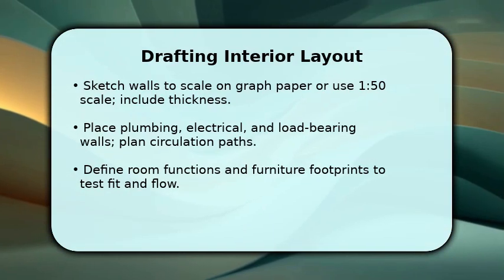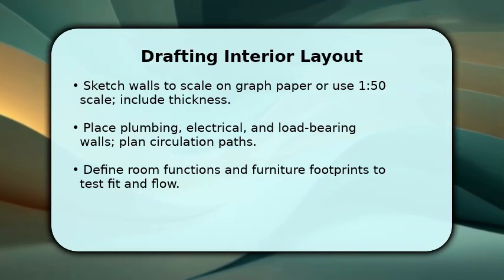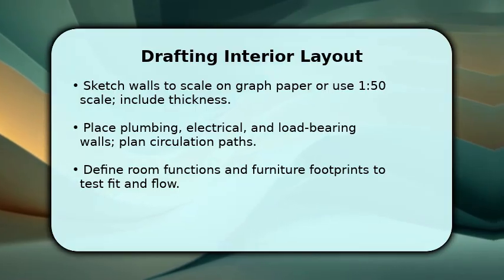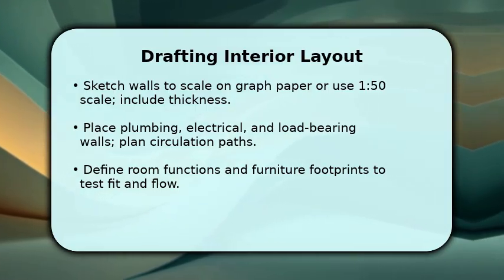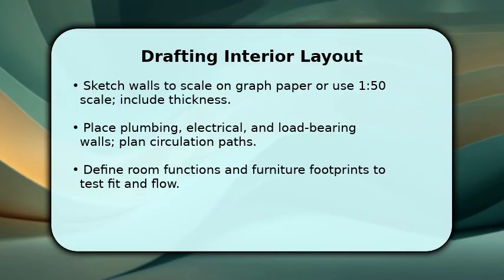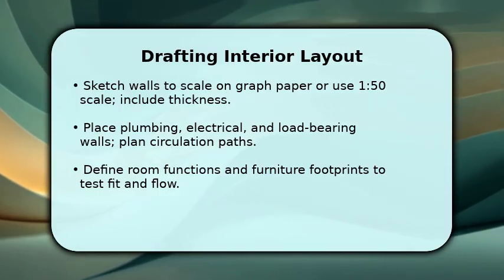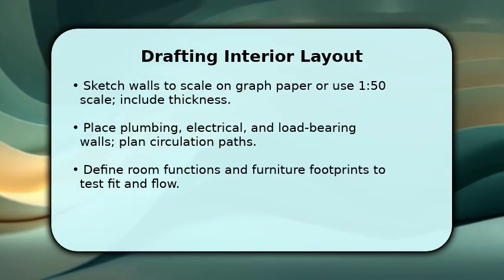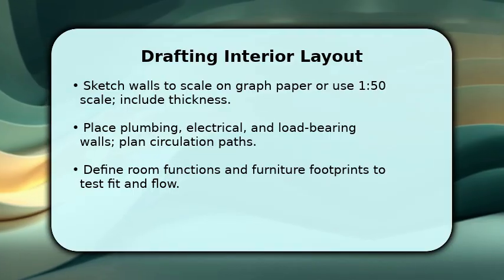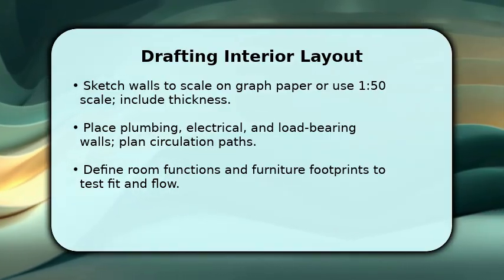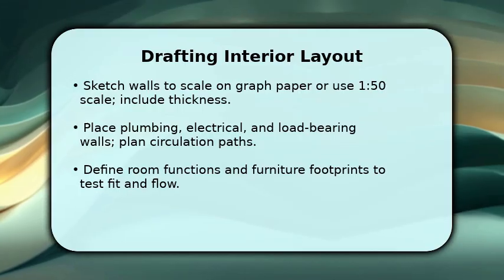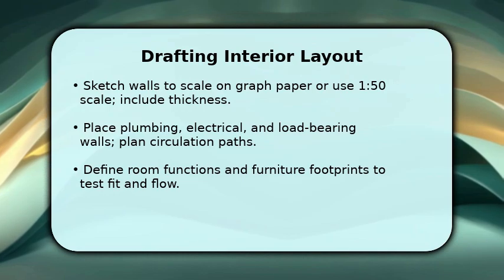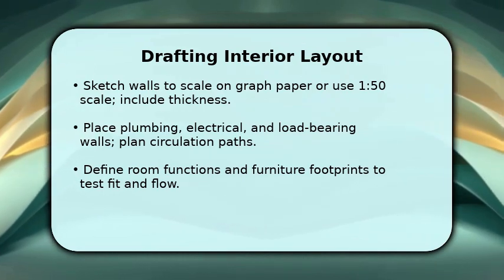You now convert measurements into a scaled drawing. Use 1/50 or a grid so 1 square equals a consistent distance, and draw wall thickness to understand usable space. Next, map plumbing runs, electrical points, and load-bearing walls because they limit repositioning and affect cost. Arrange circulation so main paths are at least 32 to 36 inches wide for comfort. Then place furniture footprints to test room function and refinement. Adjusting layouts here avoids costly changes later and clarifies door swing and window use.